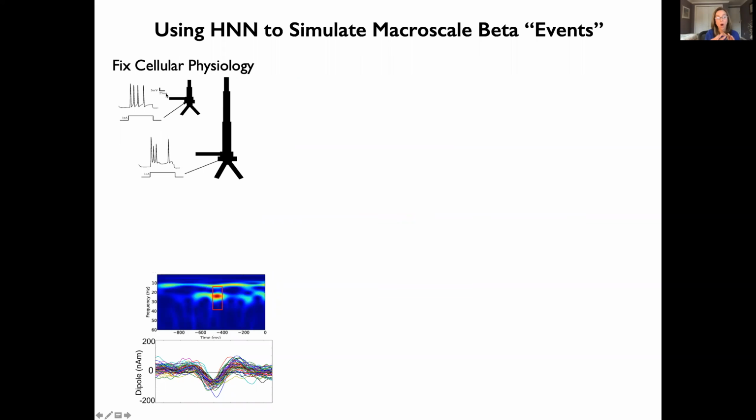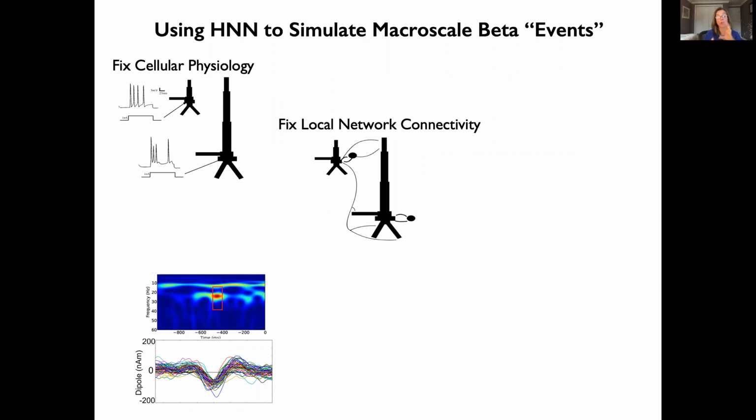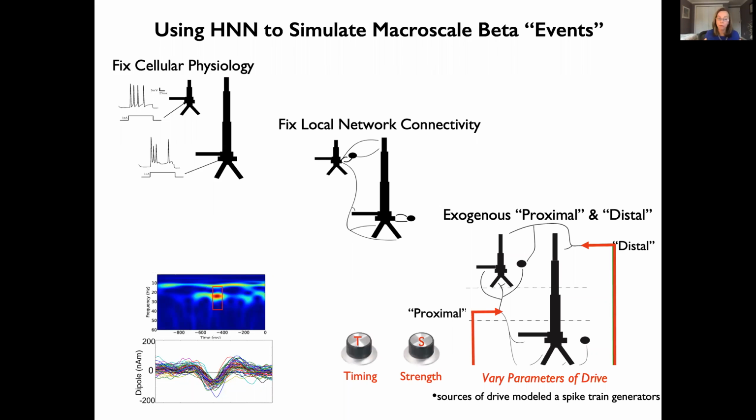And then we fix all of the parameters and equations that regulate the individual neurons. We then built in the local connectivity structure of this network with excitatory and inhibitory synapses, and we tune these synapses so we get realistic excitatory and inhibitory ratios of activity in the local network. And then the only parameters that we were adjusting to study the origin of these beta events were the timing and the strength of these exogenous inputs that activate the local cortical circuit, right?